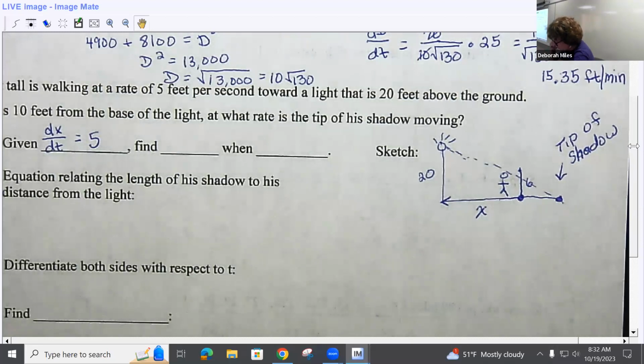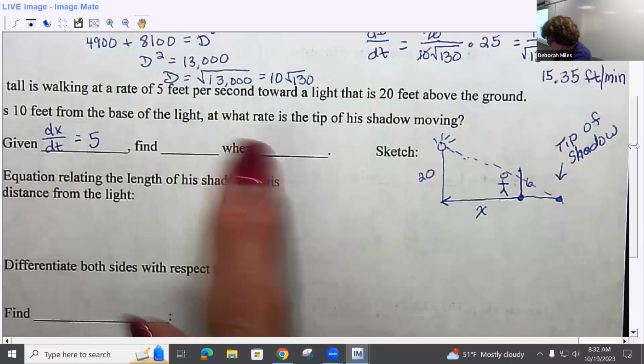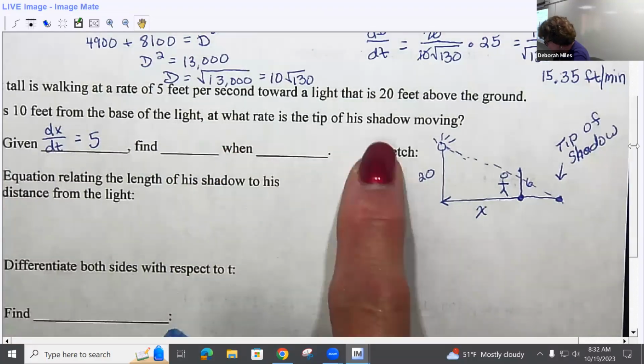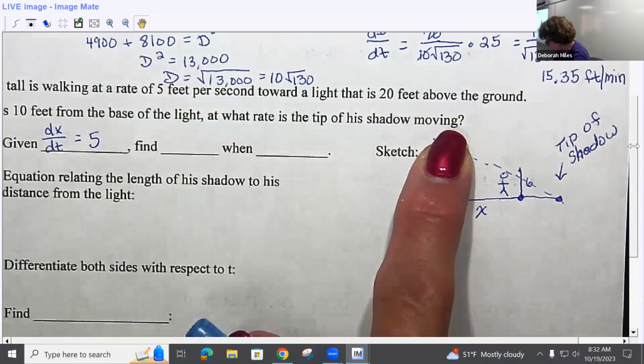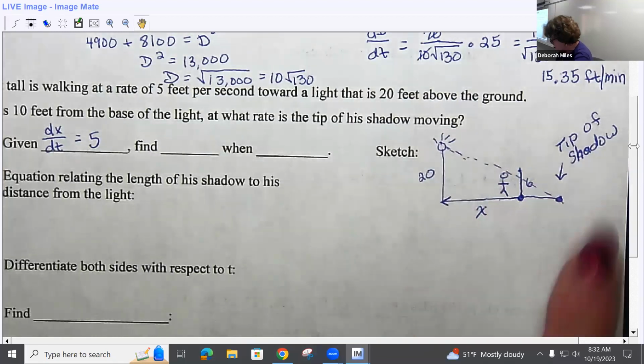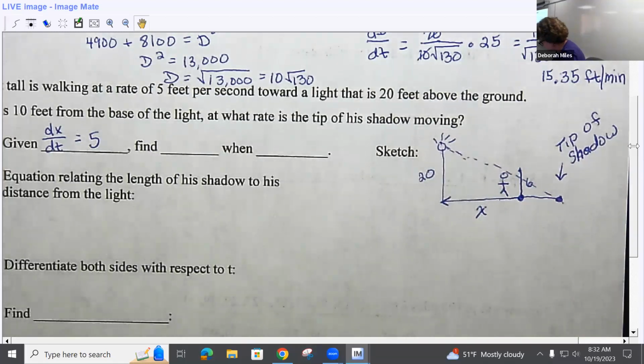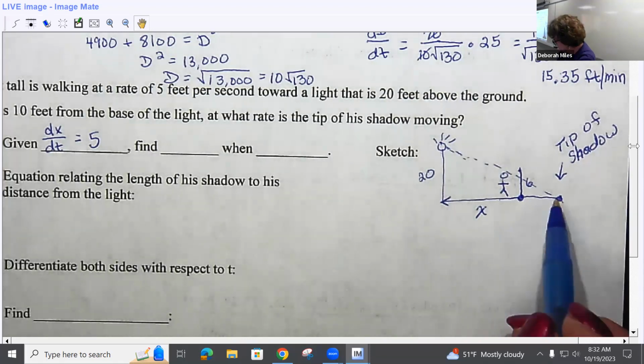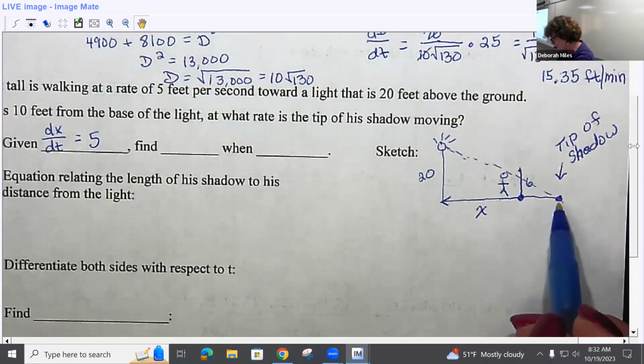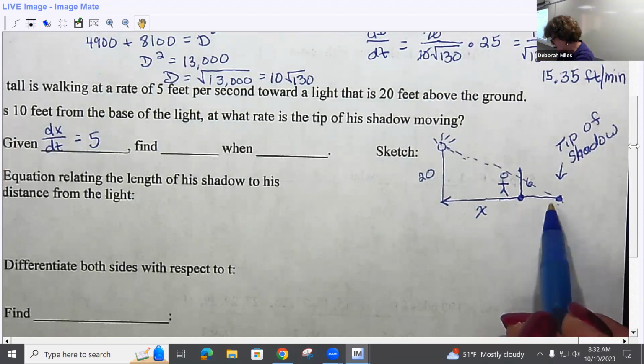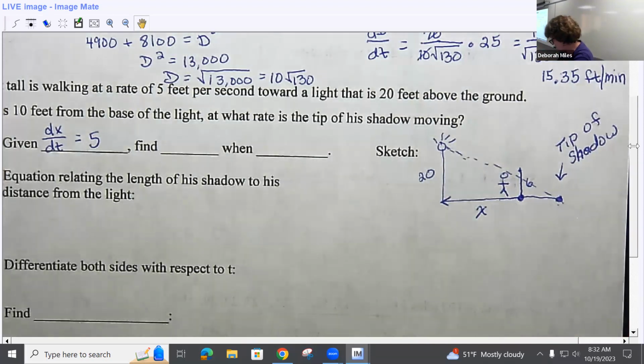Now in the A and the B part, we're looking for two different things. In the A part, we're looking for the rate at which the tip of his shadow is moving. What would that be in relation to my picture? Between the 6 and the... Between this and this? Yeah. That's not how fast the tip is moving. That's how fast the length is changing. And that's actually what the B part asks for.